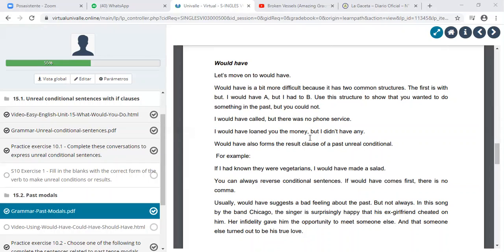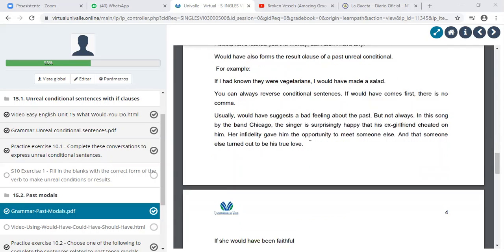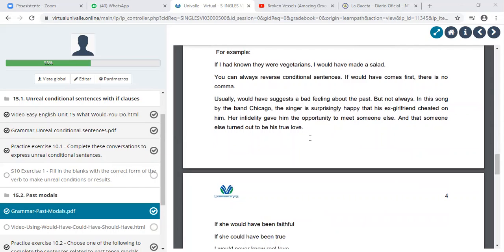Would have also forms the result clause of a past unreal conditional. For example, if I had known they were vegetarians, I would have made a salad. You can always reverse a conditional sentence if would have comes first. There is no comma. Usually would have suggests a bad feeling about the past, but not always. In this song by the band Chicago, the singer is surprisingly happy that his ex-girlfriend cheated on him.